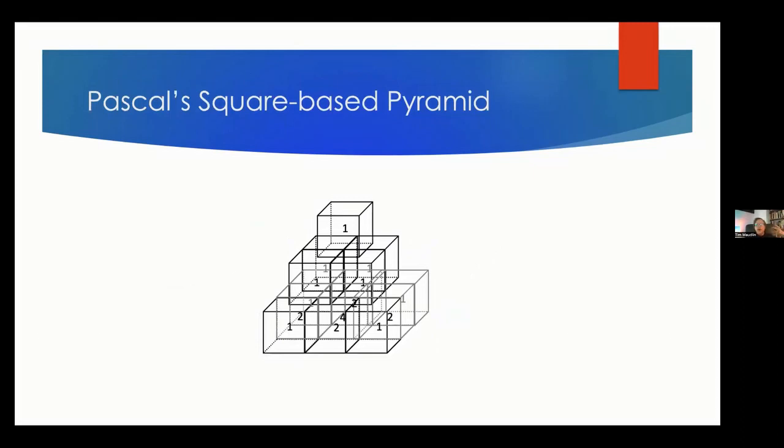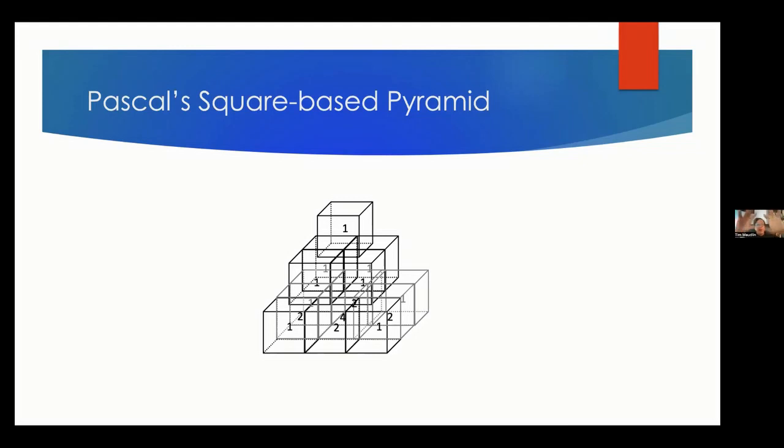Now I want to talk about path connectivity in this structure. How do I count the paths between things? Instead of using Pascal's triangle, you use this thing called Pascal's square base pyramid. It's a nice thing. I was unaware of it until I started doing this.